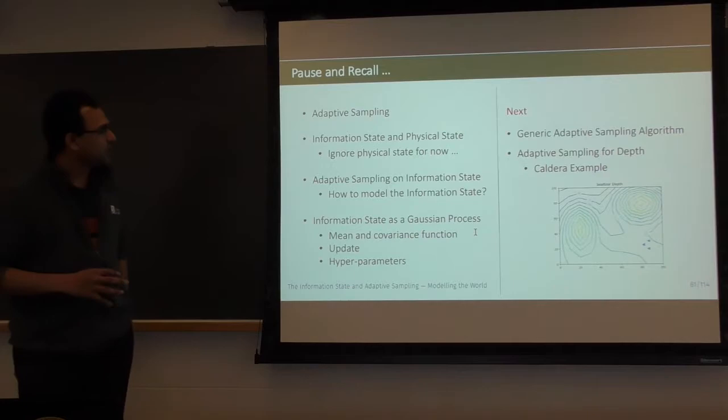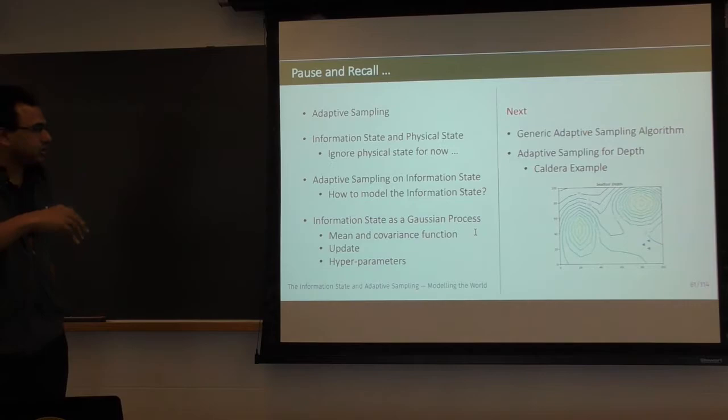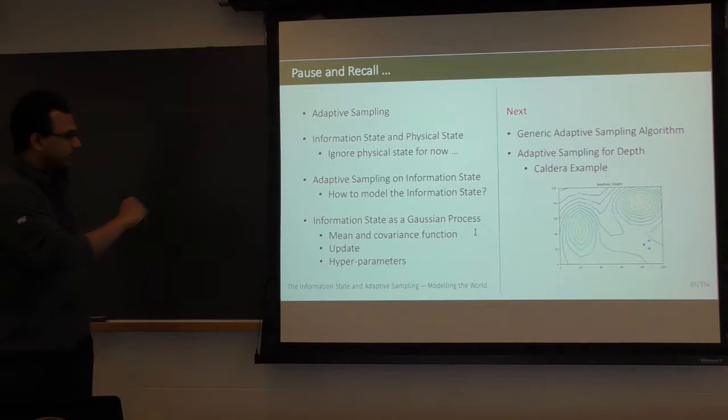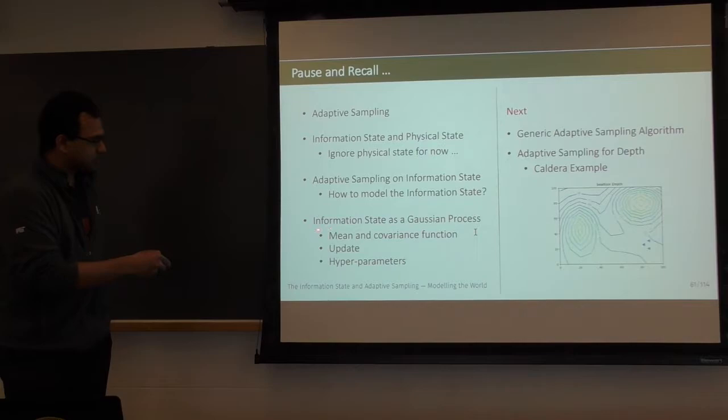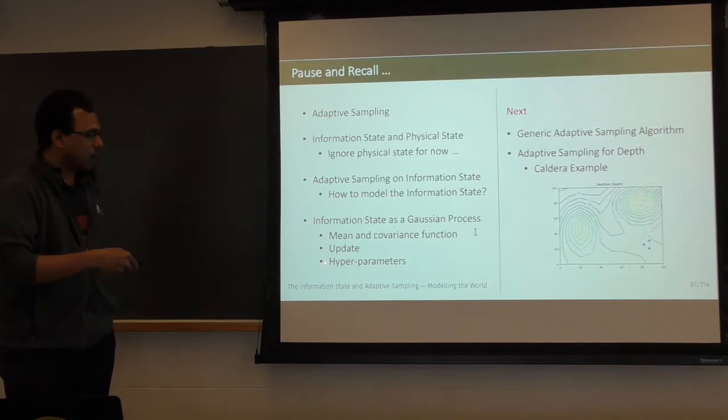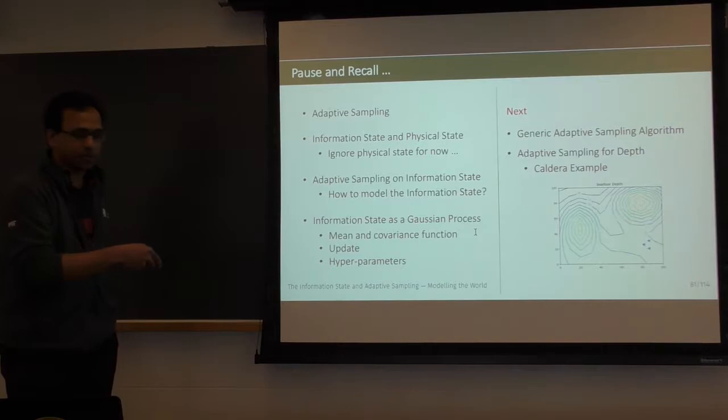We wanted to do adaptive sampling, and we saw in our picture the glider moving in the caldera example. It had an information state, which is the view of the world, and the physical state. We said, let's ignore the physical state for now and do adaptive sampling on, say, the information state. We model the information state as a Gaussian process, characterized by mean and covariance. We saw how to update it, and because we may not know what the mean and covariance are, we could introduce a hyperparameter.